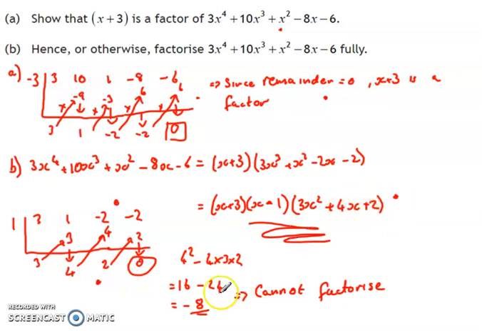Fourth mark is getting to the part where we know b squared minus 4ac is negative 8, so knowing to use the discriminant, and then being able to state that we cannot factorize, and that this is our final solution. So we'd say since b squared minus 4ac equals negative 8 is less than 0, cannot factorize 3x squared plus 4x plus 2, so this is our final solution here.